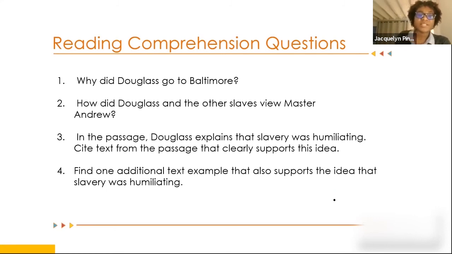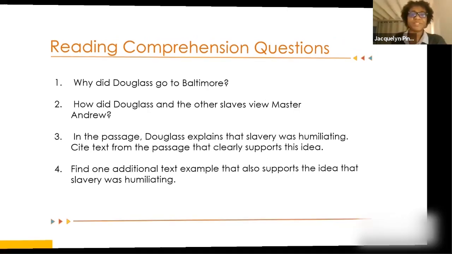Find one additional text example that also supports the idea that slavery was humiliating. I think we found them all. It was very clear. Okay. So was that problematic? Wasn't so bad, right? Okay. Let's continue.